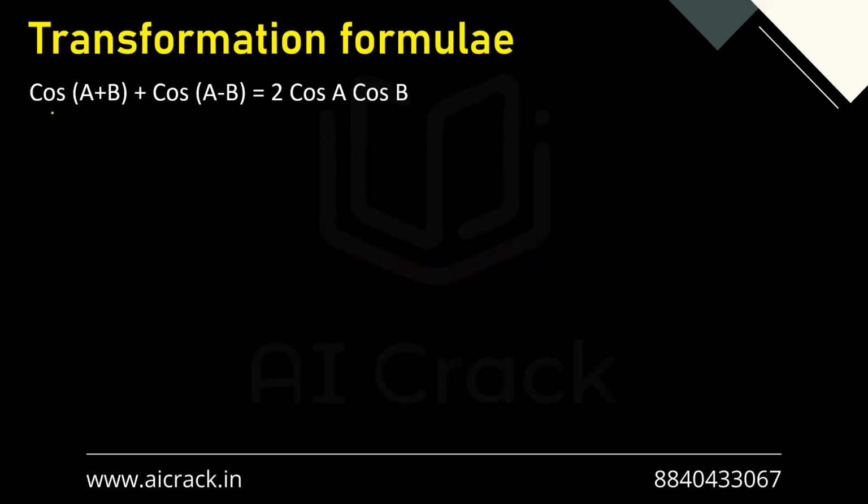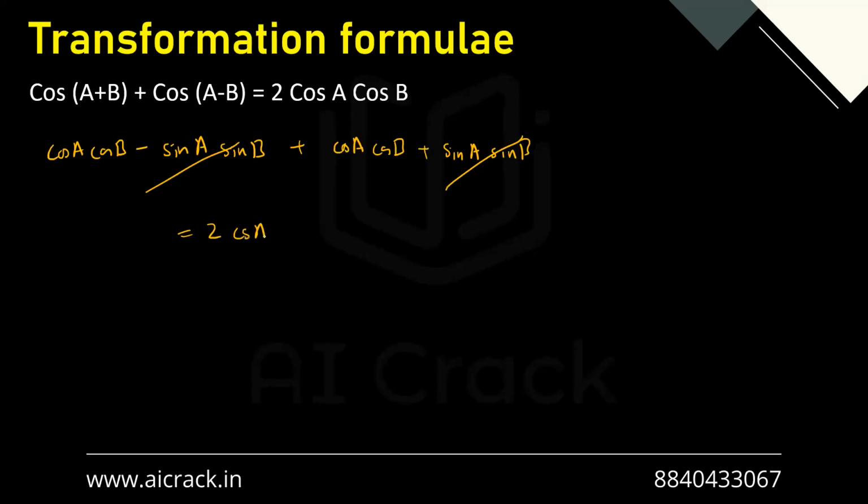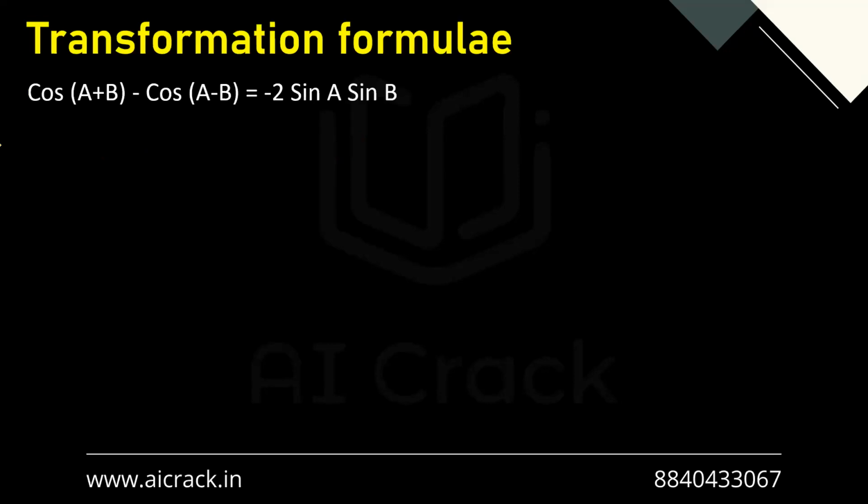So we have cos a plus b, that is cos a cos b minus sin a sin b, plus cos a minus b, that is cos a cos b plus sin a sin b. This gets cancelled out. We have got 2 cos a cos b. Very simple, right? Simple brute force method, nothing else. And similarly over here, we have cos of a plus b minus cos of a minus b. Now the important thing over here is we have minus 2 sin a sin b.